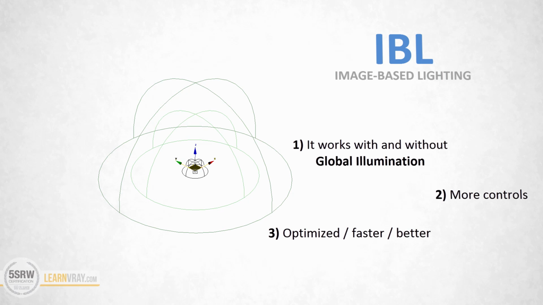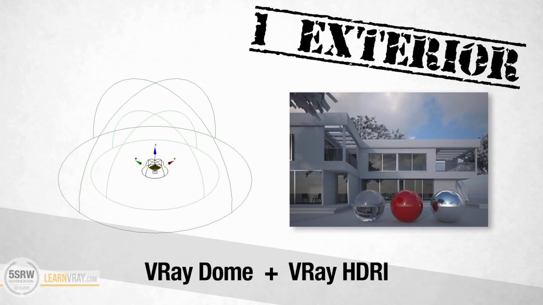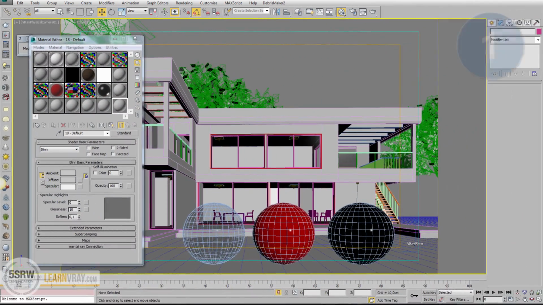I'm going to show you 4 situations where using VRay Dome with HDRI maps. Situation number 1. We have an exterior, we have a big plane where this exterior is placed. We just need an environment that envelopes our exterior, that creates light, reflections and background. This is the perfect situation for a VRay Dome.